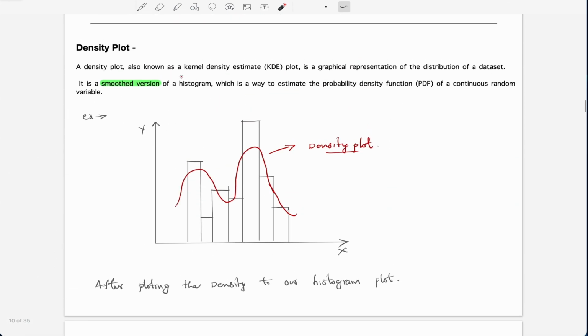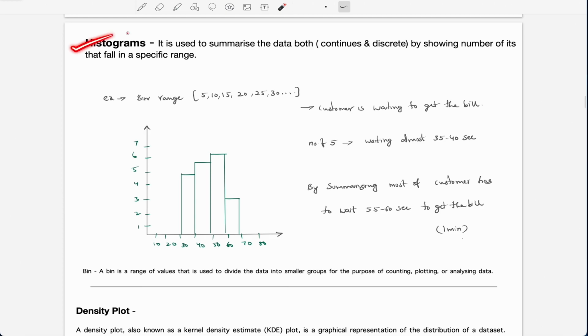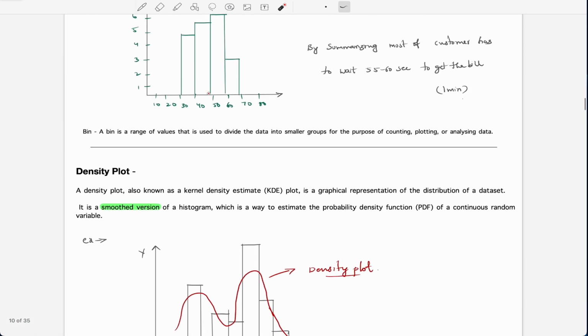I just want you to recapitulate what I have said so far. We have covered histograms first. What do we mean by histograms? It summarizes the data. It is used for both continuous and discrete variables by showing the numbers that fall within a specific range. Maybe we have 5 to 10, this is a specific range, right? I have given a histogram example there.